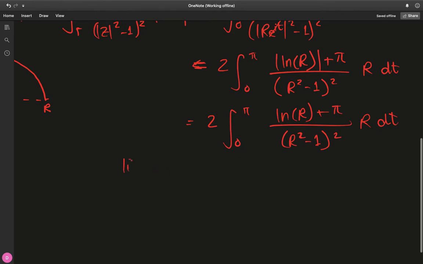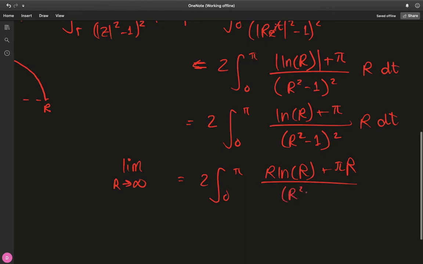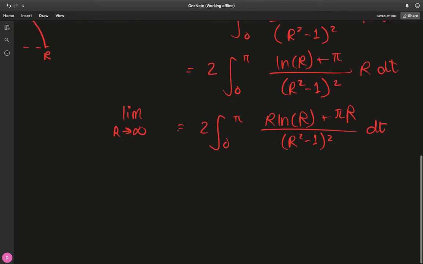Now this is an important step. We have to take the limit as r goes to infinity. When we do that, you can see that the denominator is going really fast compared to the numerator, and we can establish that using L'Hopital's rule. So we have 2 times integral from 0 to pi of r natural log of r plus pi r over r squared minus 1, the whole thing squared, dt. And when we take the limit as r goes to infinity, let's actually apply L'Hopital's rule if you want.